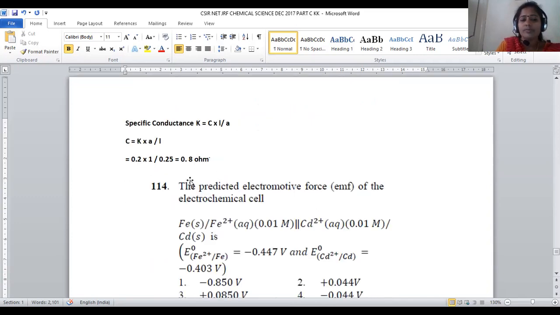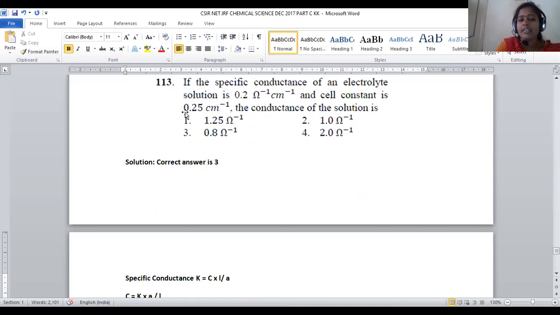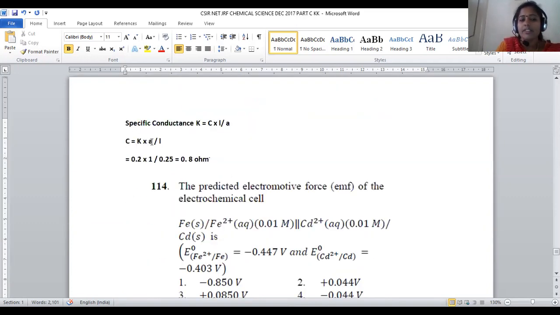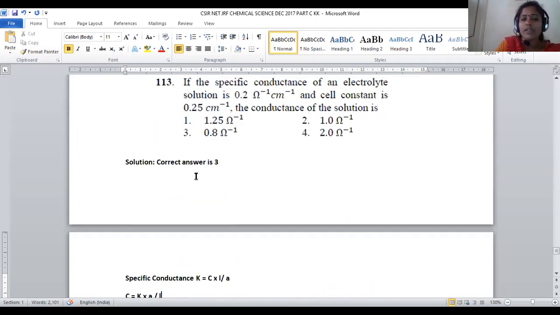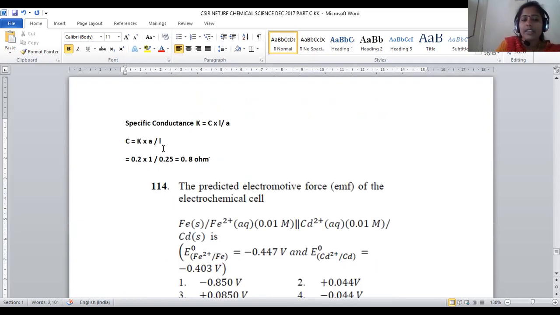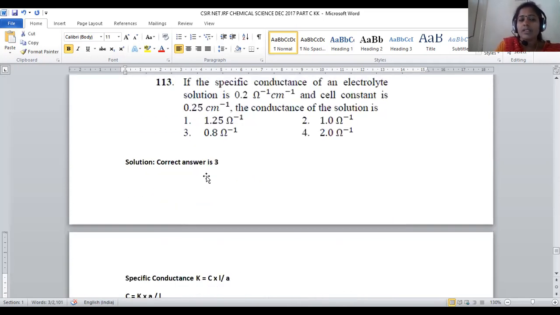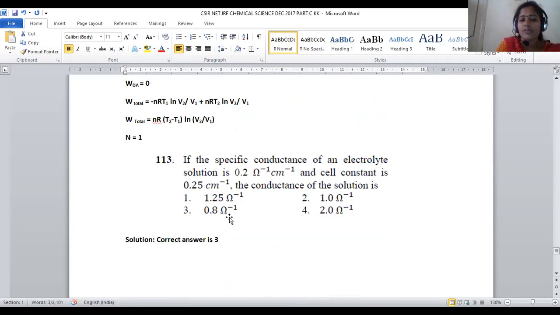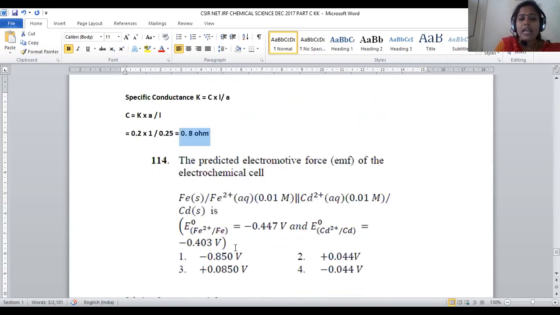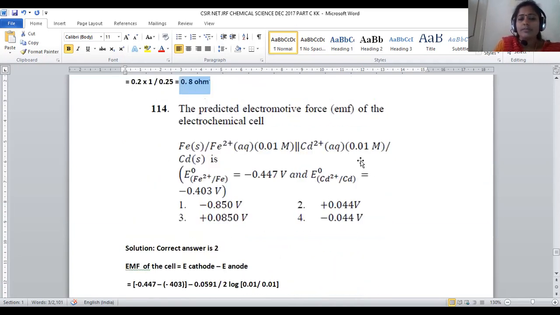Kappa value is provided as 0.2. L by A is given, that means the cell constant L by A is 0.25. But here in the formula we have the reciprocal, A by L needs to be taken. That's why whatever value is given should be inverted. 0.25 is taken as the denominator. 0.2 into 1 by 0.25. After calculation, we will get conductance as 0.8 ohm inverse. So 0.8 ohm inverse is given in option number 3. For question number 113, option number 3 will be the right answer. Now let us move on to the next question.